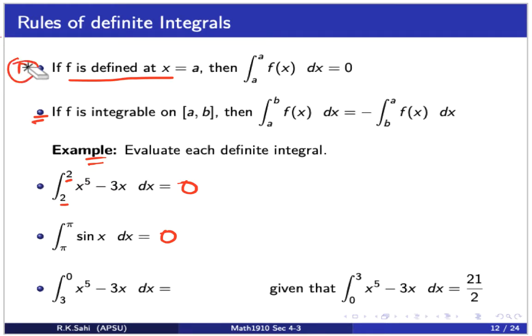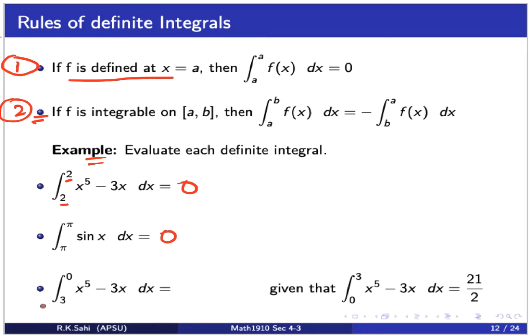Okay, now let's look at the second rule. The second rule, guys, says if you have an integral from a to b f(x) dx, it is the same as minus the integral from b to a f(x) dx. So, now let's look at this one. The integral from 3 to 0 of x^5 minus 3x dx.